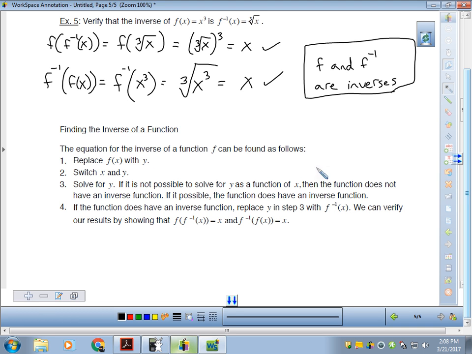All right. So how do you find an inverse function? Look, we've talked about how you verify, how you prove that two functions are inverses. But how do you actually find one? Well, here's the basic steps for you.